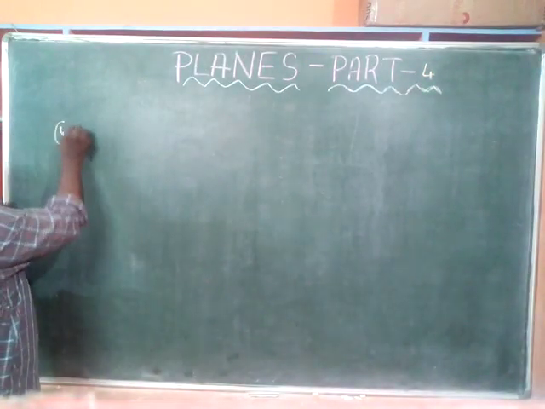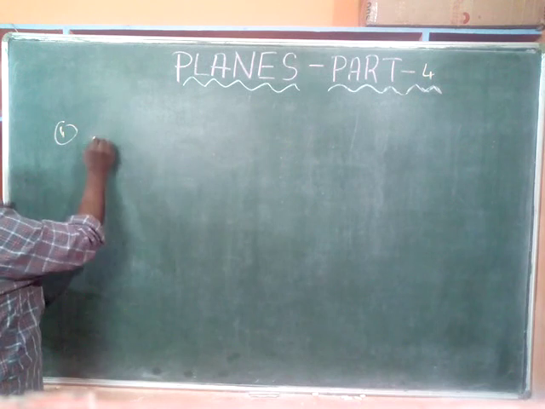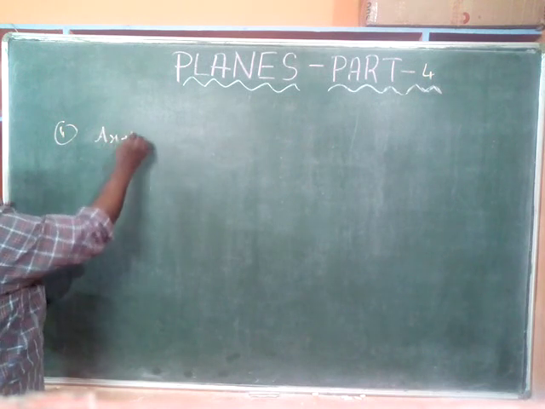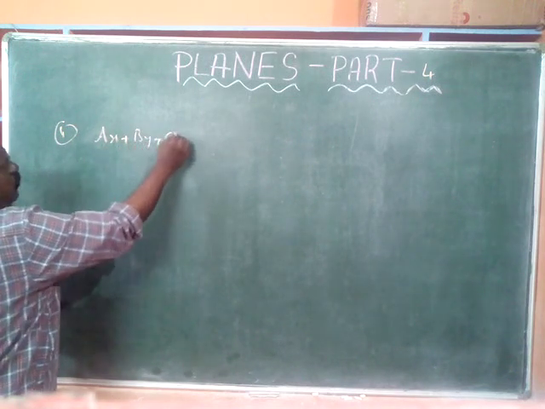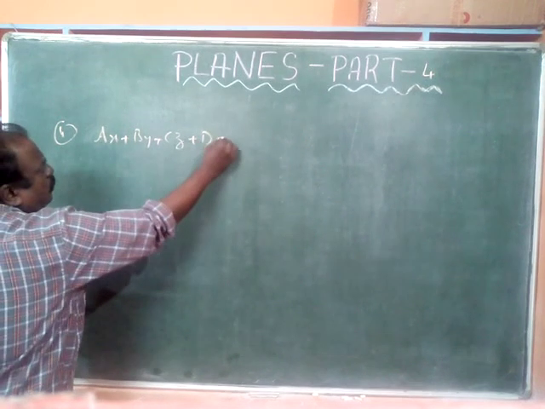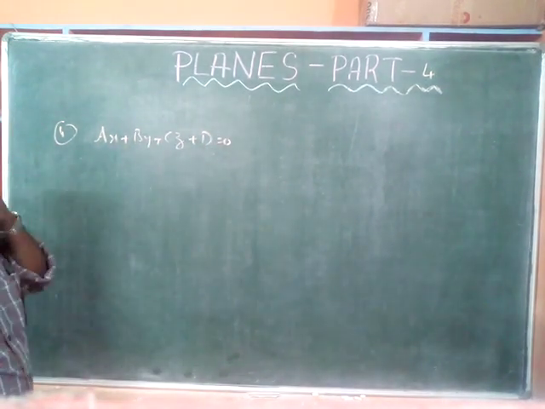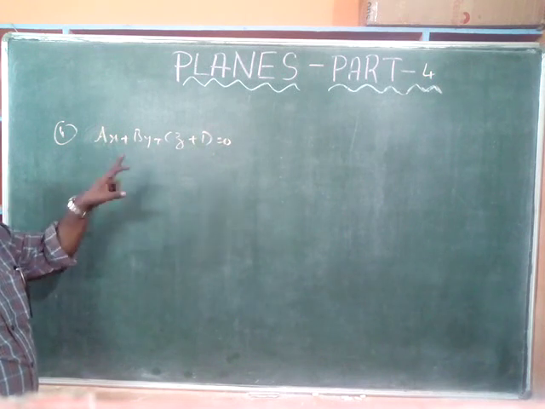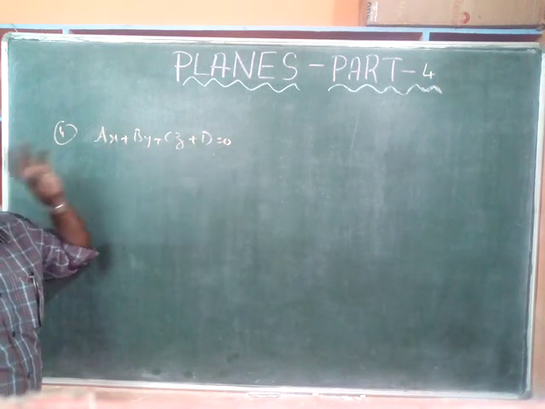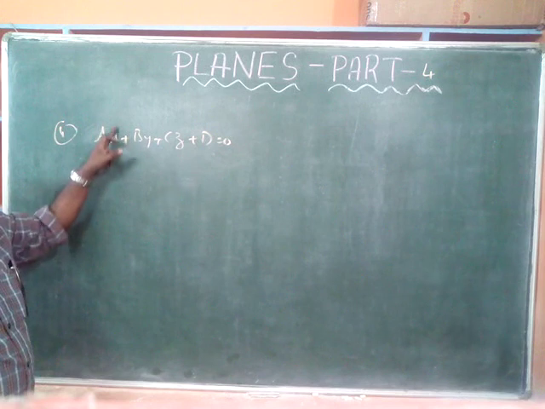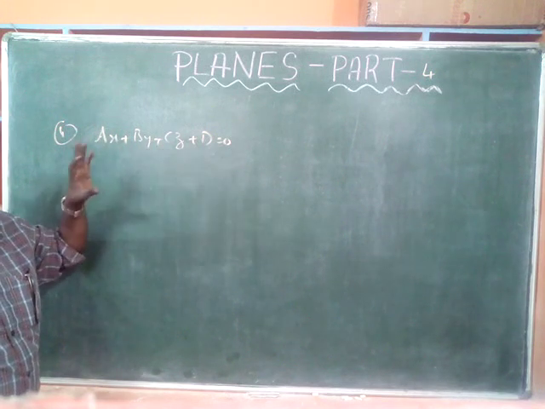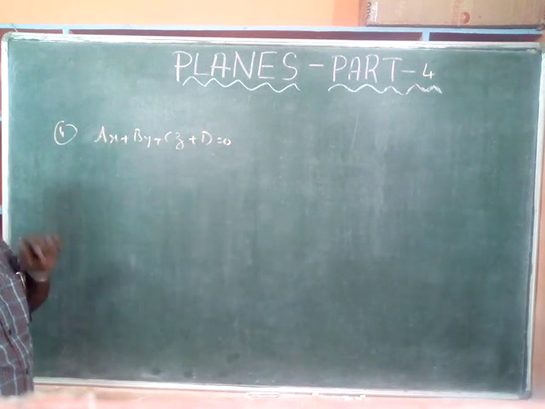The first one. The first degree equation in x, y, z represents always a plane. Ax plus by plus cz plus d. A, b, c, d are the constants. It is x power 1, y power 1, z power 1. That is the first degree equation. That is the first theorem.